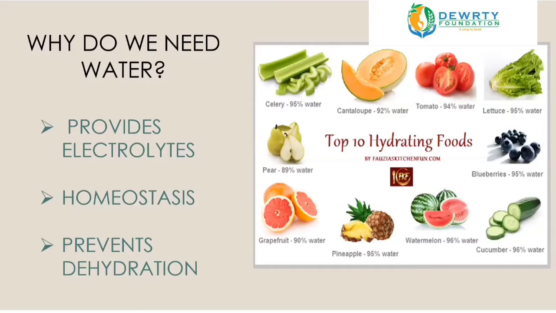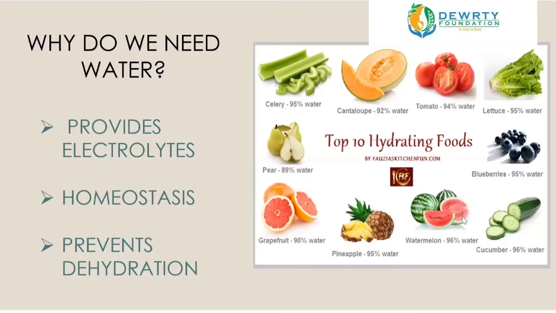Then comes homeostasis. Homeostasis is basically the regulation or maintaining of the particular temperature of our body. So water helps in maintaining our normal body temperature. Then it prevents dehydration. By hydrating with these foods, with the help of this moisture content, it helps in hydrating ourselves, which is necessary for cell respiration and for the good health of our body. So it basically prevents dehydration.